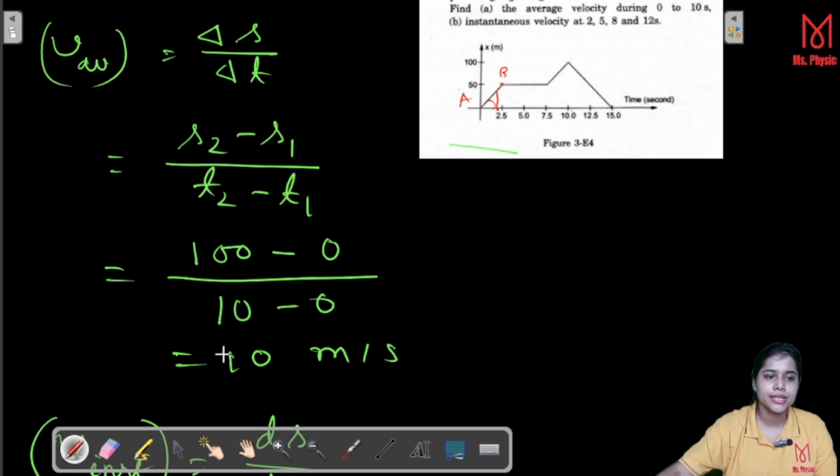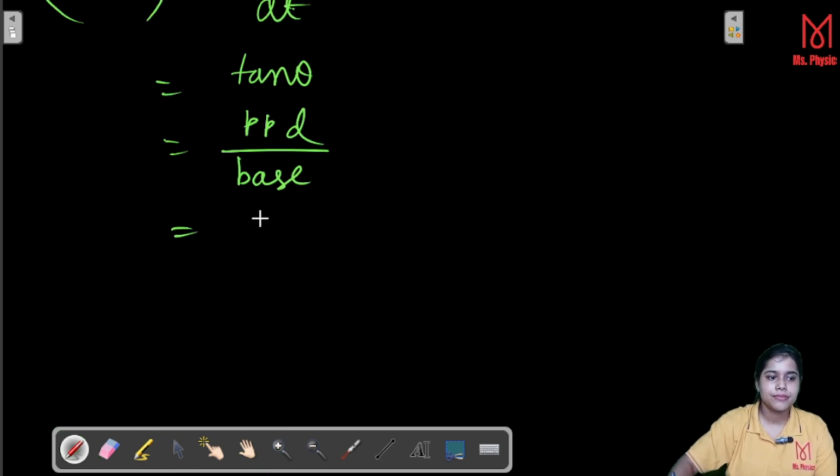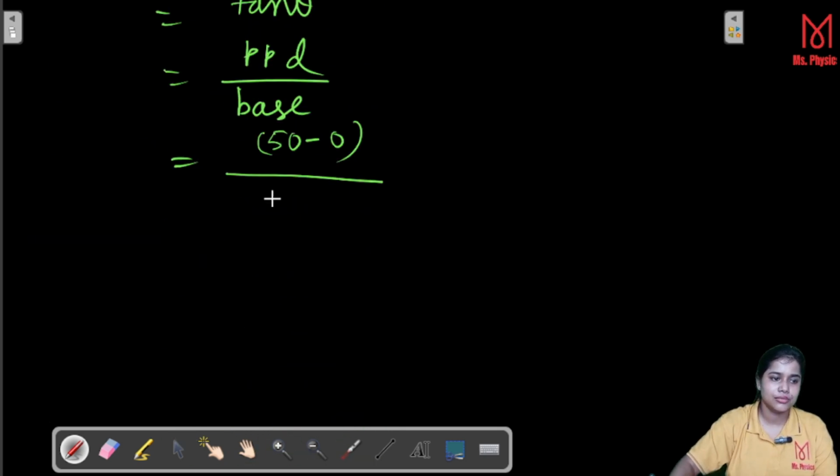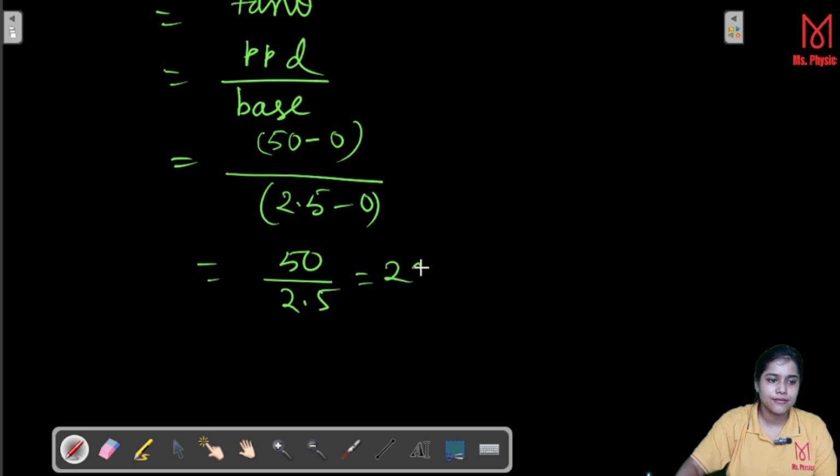Now perpendicular means for this triangle, here you see that 50 is the value, that means 50 minus 0 is the value of the perpendicular, and the base would be from 0 to 2.5. So you just put the value, 2.5 minus 0. That means 50 over 2.5. If you calculate it, you get the value as 20 meter per second. This is the instantaneous value.